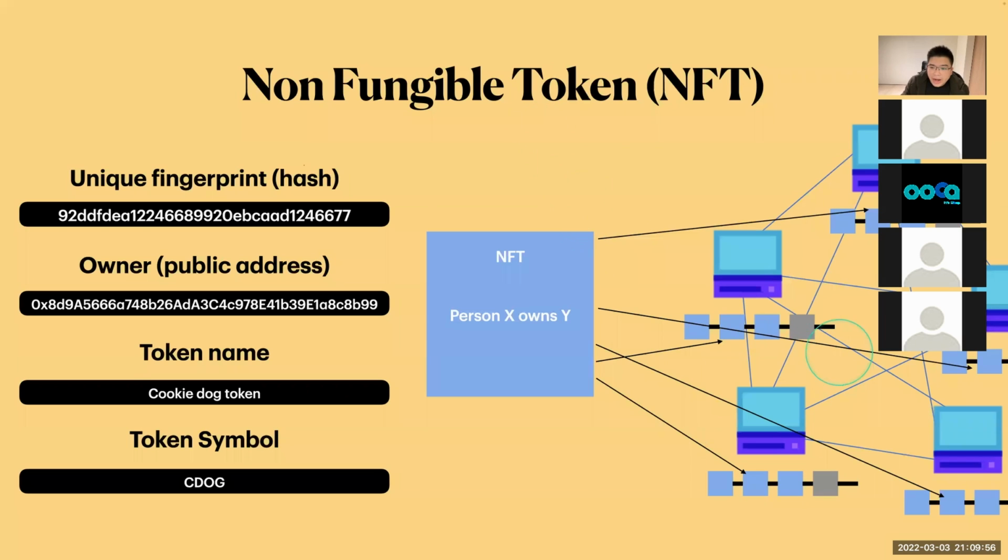Okay, so why I bring the pictures to you guys, I want to say that this is the basic of the blockchain. Every node in the network will collect the data that, hey, Mr. Mo and myself own the token, maybe number 92DDF, something like this. It's a fingerprint, a unique fingerprint that only one token has. And its owner is my public ID or the wallet. Maybe it has a token name or a token symbol or some data.